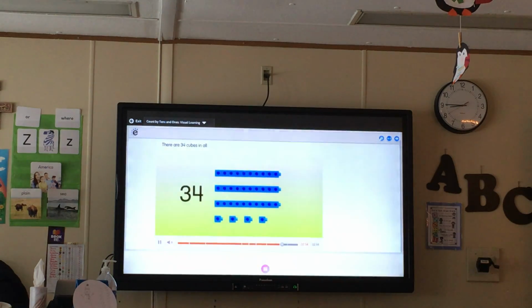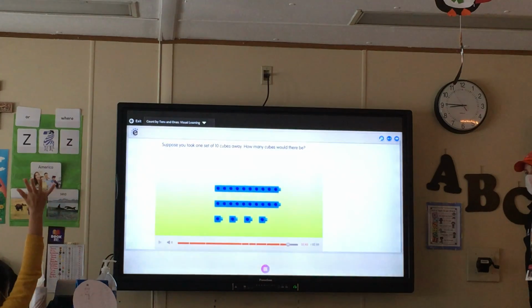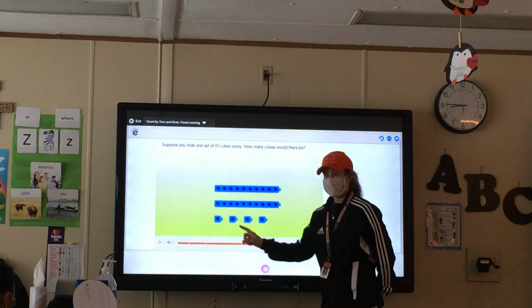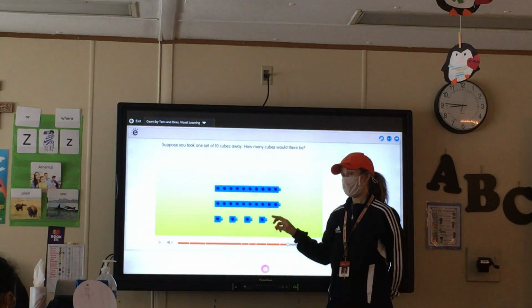There are 34 cubes in all. Suppose you took one set of 10 cubes away. Uh-oh. How many cubes would there be? Who can tell me? How many cubes would there be now if I took away a set of 10? How many are there? Caitlin. 20. 20 what? Don't forget the ones. 20.